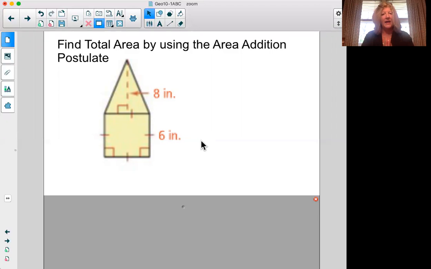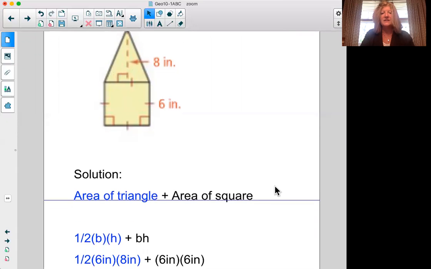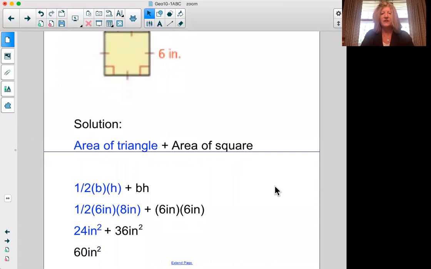And then we could add them together because the area addition postulate states that as long as there's no overlap or no gap between the two things, the total area will be the sum of the two smaller areas. So the solution: the area of the triangle plus the area of the square will give us our total area. And when we plug in the numbers that we know, we get 60 square inches.